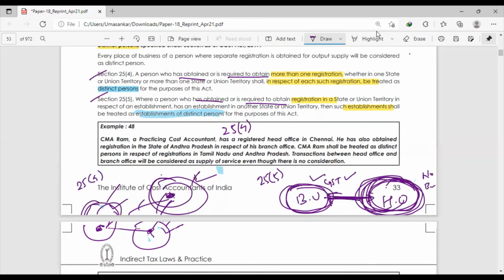CMA Ram, a registered practicing cost accountant, has a registered head office in Chennai and a branch office in the state of Andhra Pradesh, and has obtained registration for both. So both are registered persons, no? So it will be a case of 25.4.